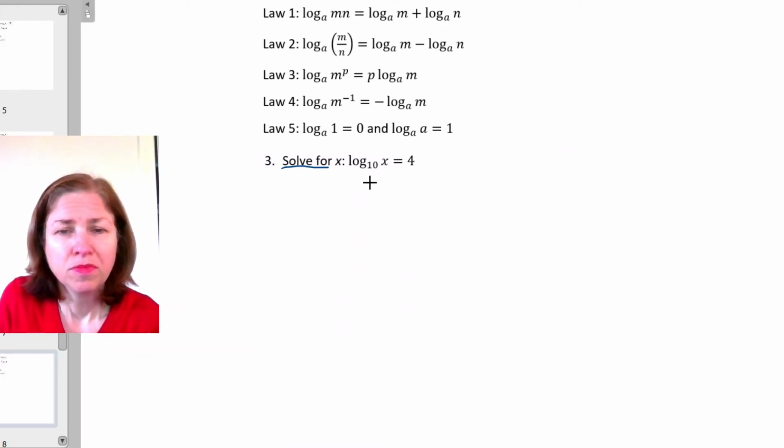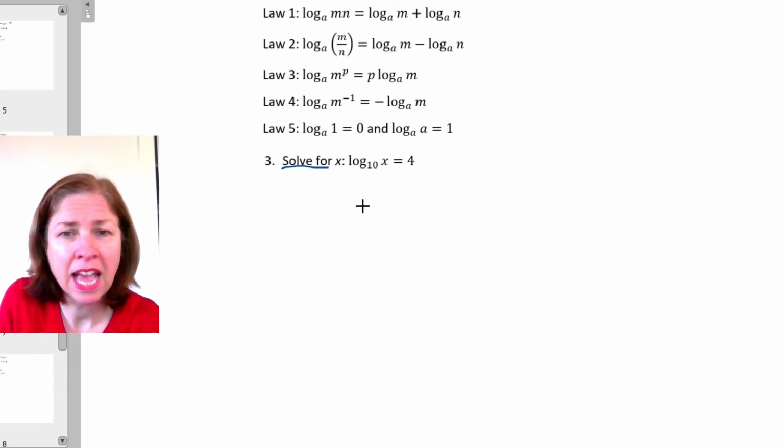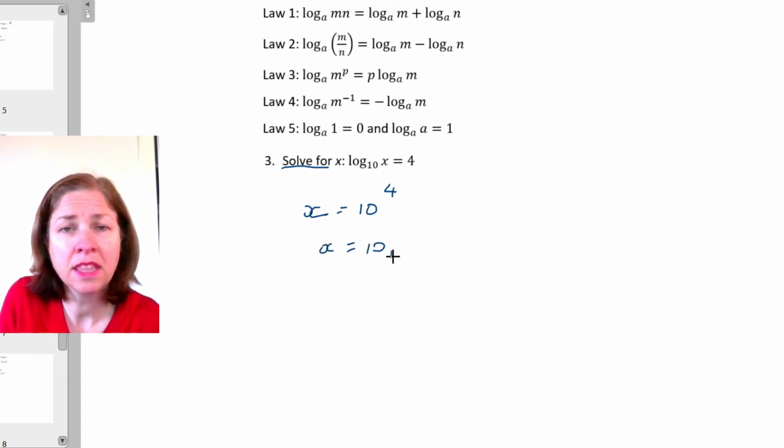Okay, so log base 10 of x, remember, is saying 10 to the power of what is going to give me x. All right, now this can be rewritten as, remember, 10 is my base, and the answer over here is always my power, and that's going to be equal to x. So x in this case is 10,000.